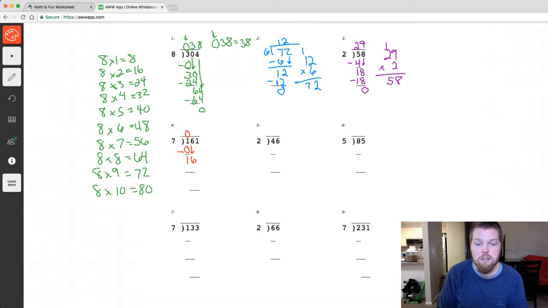How many times can 7 go into 16 without going over? It's going to be 2. 2 times 7 is 14. 3 times 7 is 21, which was too big. We're going to subtract here. 16 minus 14 is 2. And we'll carry down the next place.